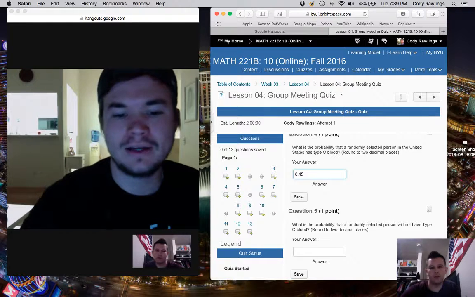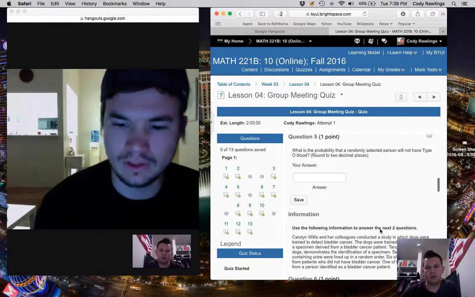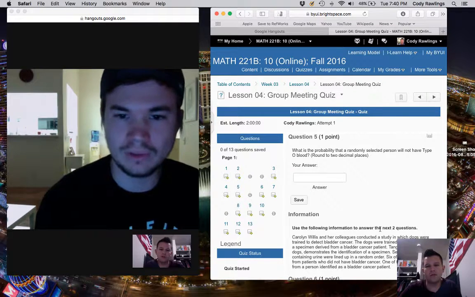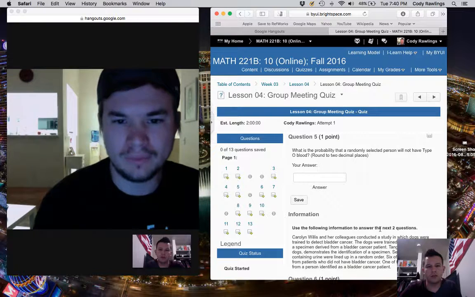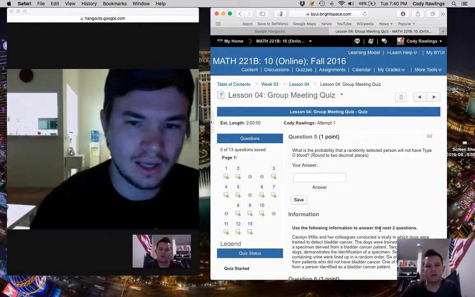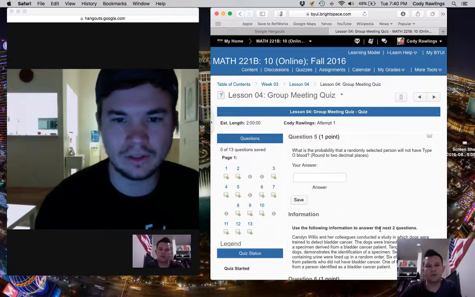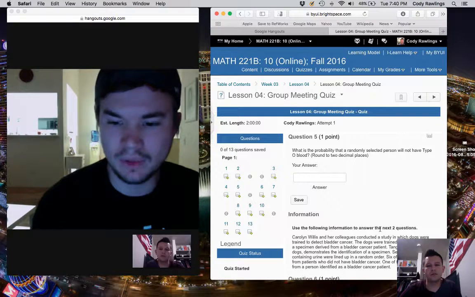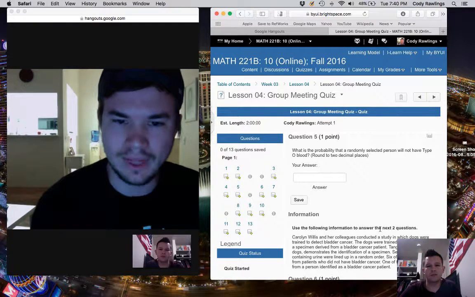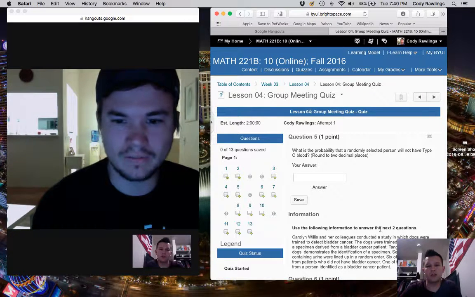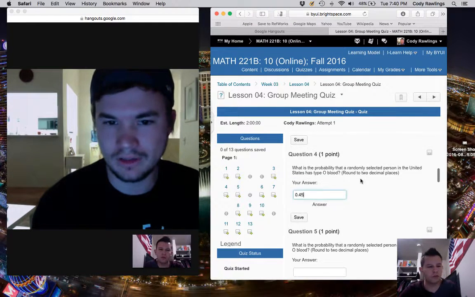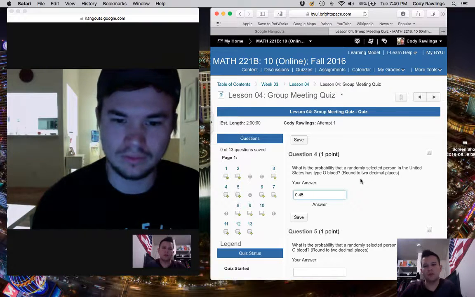Whereas number 5 is asking you to give the probability that a person won't have O blood type. If you add up the O blood, A blood, B, and then AB blood, it all equals 1. So if you're looking for the probability that a person won't have type O blood, what you want to do is add up A blood, B blood, and AB blood, and keep O blood out of it.